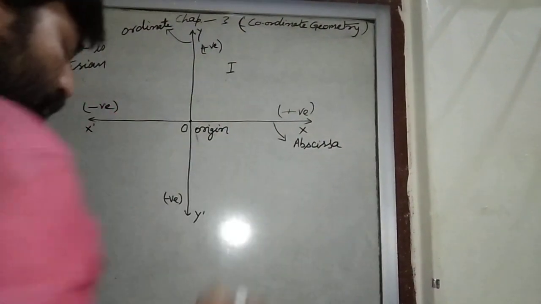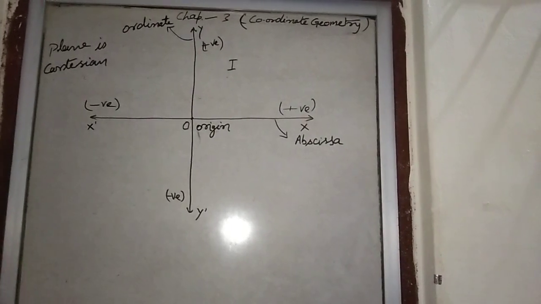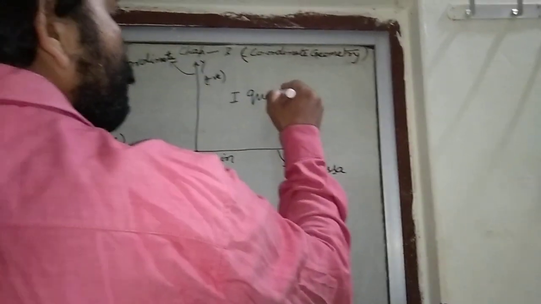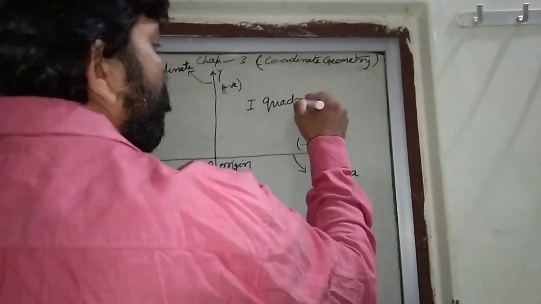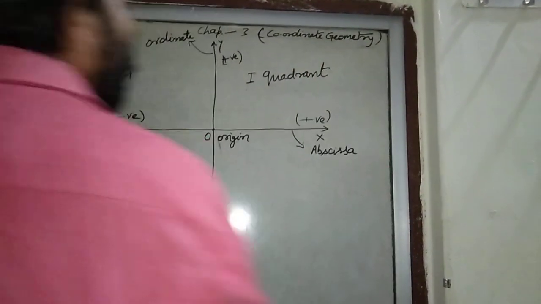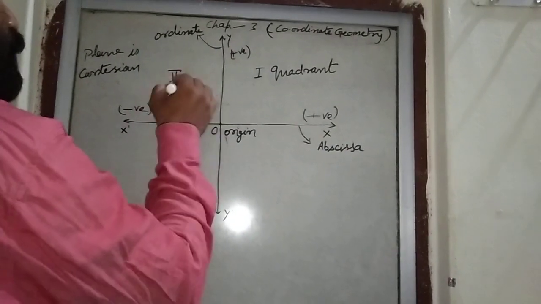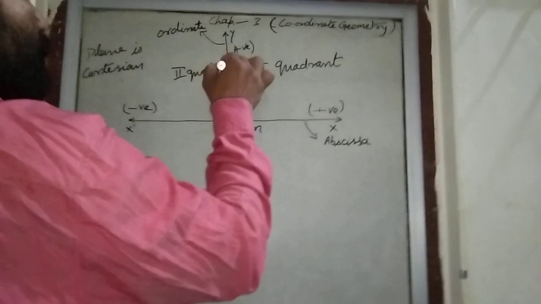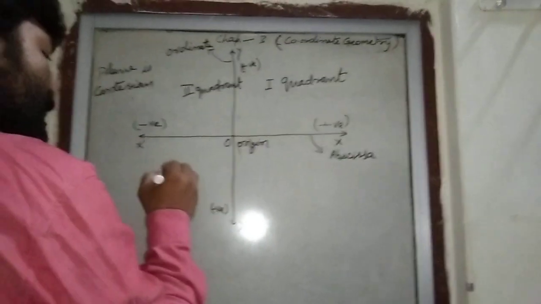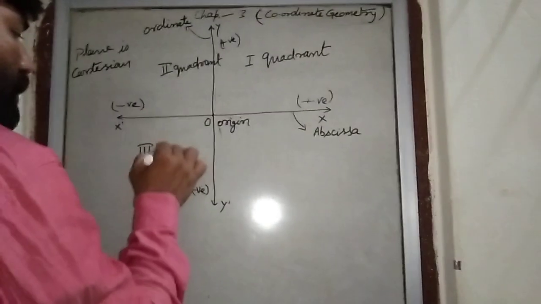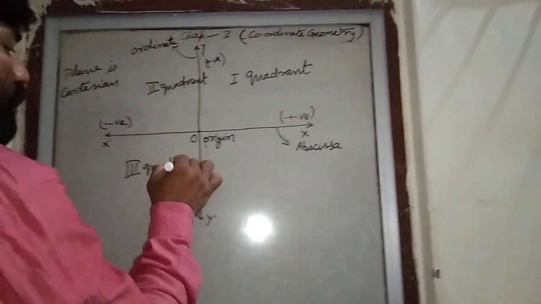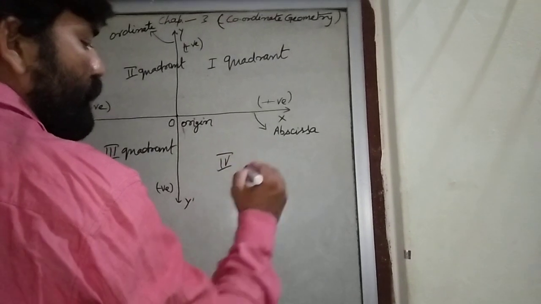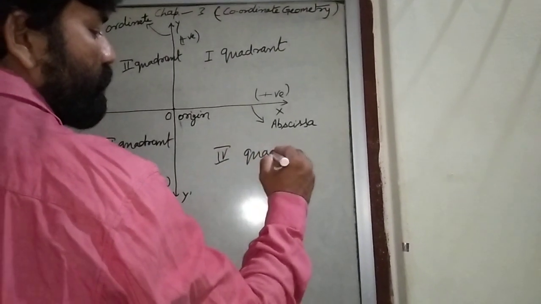This is the first quadrant, second quadrant, this is the third quadrant, and this is the fourth quadrant.